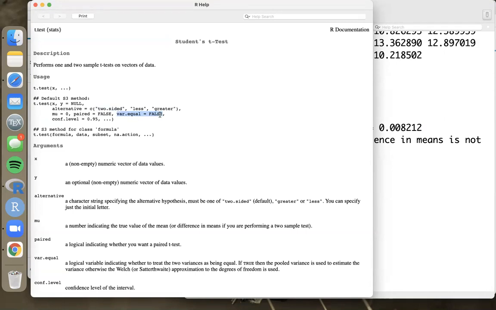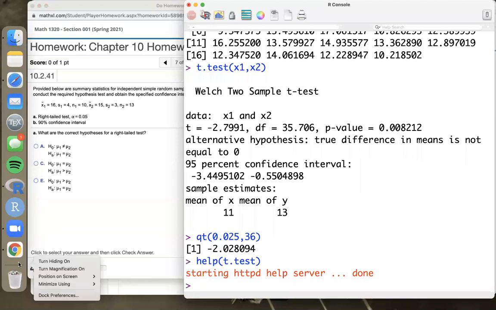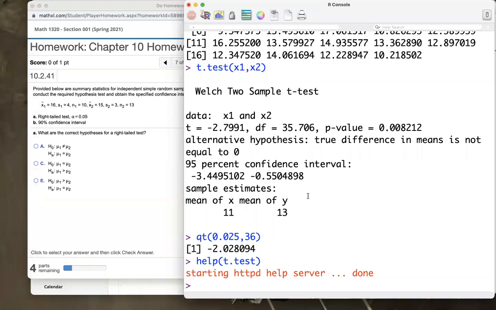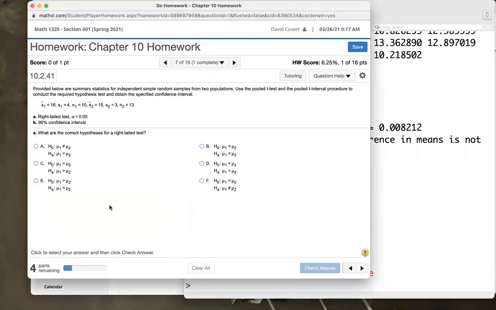It assumes that the variances are not equal. And we'll talk about how that works differently for a pooled versus an unpooled t-test. Okay, but this is just a reminder of all the different options that you have for this function. So with that being said, let's get rid of my bar there.